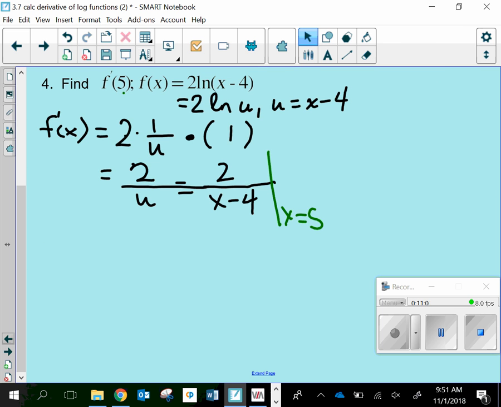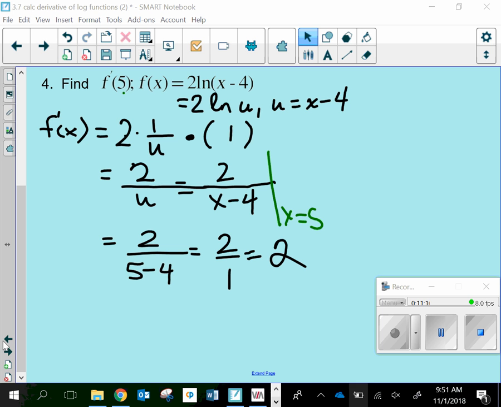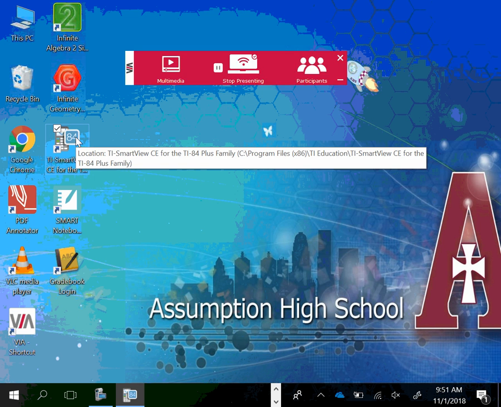Now remember, I'm going to plug in x equals 5. So that equals 2 over 5 minus 4, 2 over 1, which equals 2. Now remember on your calculator, don't forget about math 8. If you want to check yourself, if you have implicit, explicit, I can't do that. You do math 8.